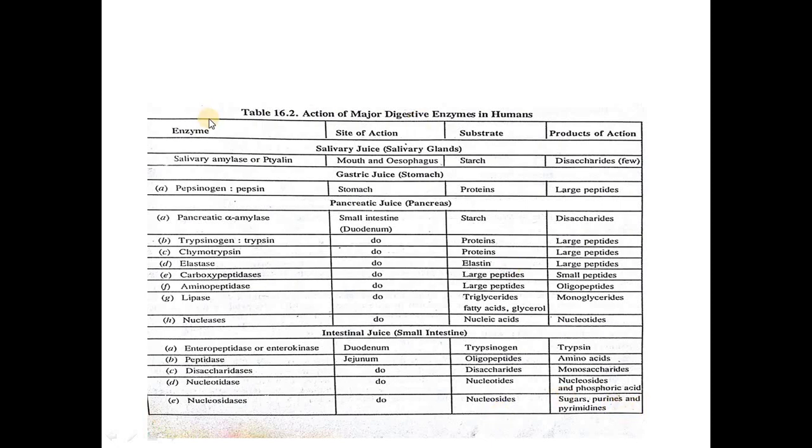So these are the major digestive enzymes which are secreted in the mouth and esophagus, pancreas, then the small intestine and large intestine, which are important for the conversion of the carbohydrates, proteins, lipids and nucleotides into smaller molecules. These are the things which are important for the digestion of food in human beings.